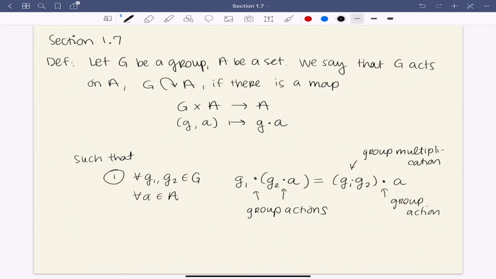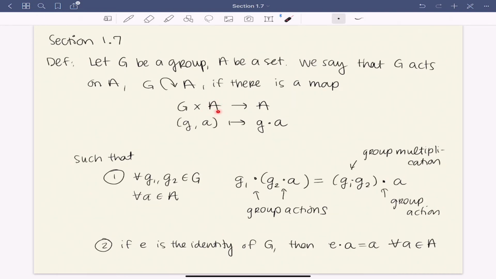And then the second axiom is that if e is the identity of G, then e acting on a is a for all a in my set A. So the way I like to think about this is that G scrambles the elements of A, but in such a way that the group multiplication is respected, right? The structure of the group is respected by the group action.